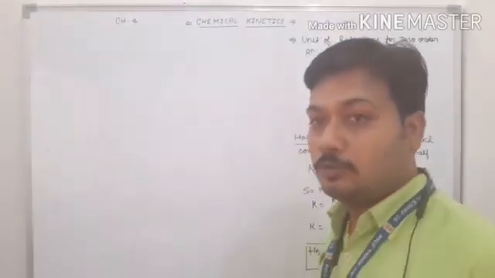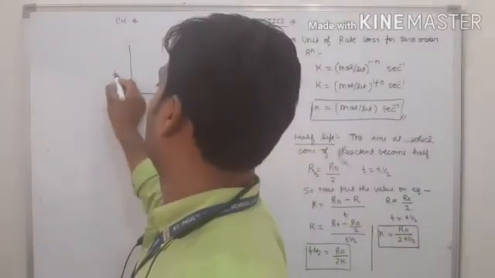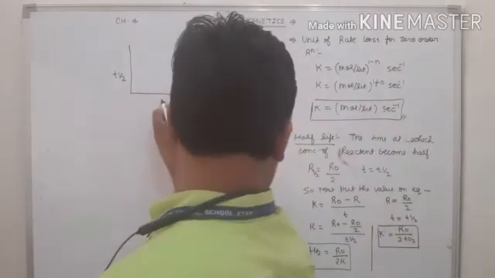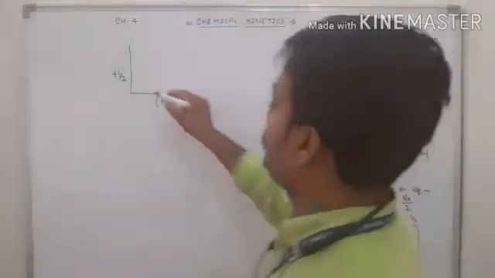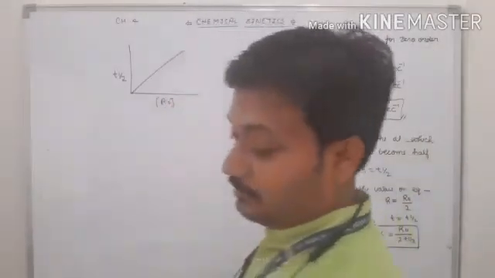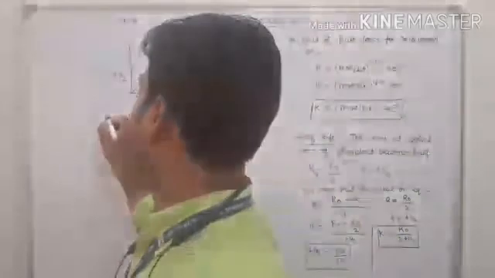So now we can also prepare a plot. This is the t half, this is the R naught. You know these are directly proportional to each other, so a straight line graph will be obtained. Now I am going to discuss examples.